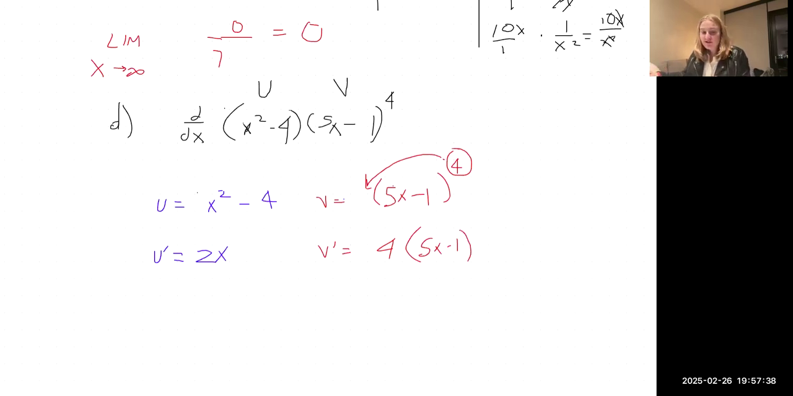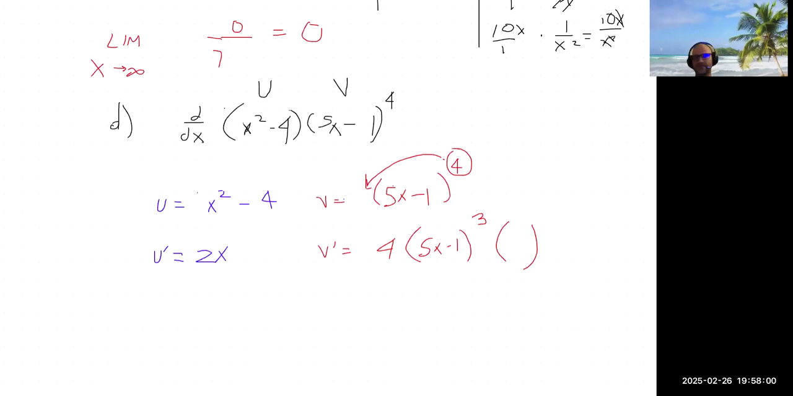And then derivative of 5x minus 1, to the 3. And then derivative of 5x minus 1. Okay, it's just 5x. What's the derivative of 5x? 5. Good.